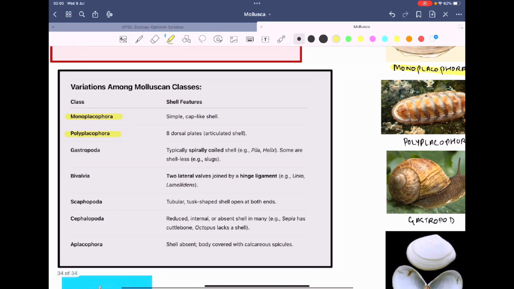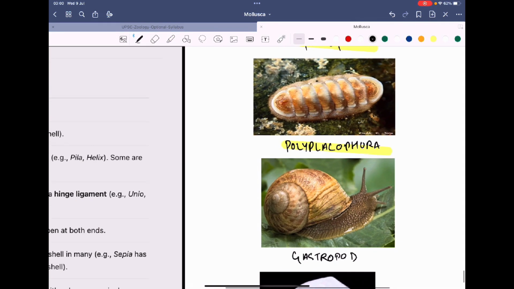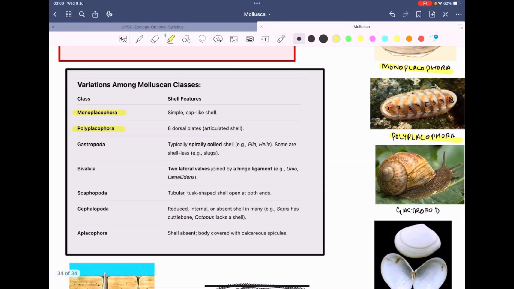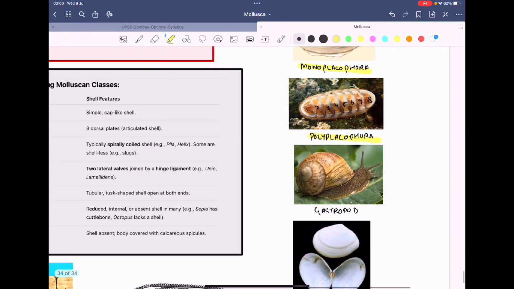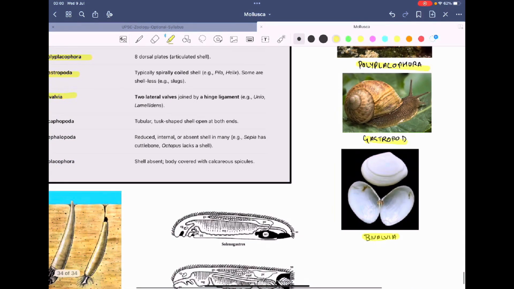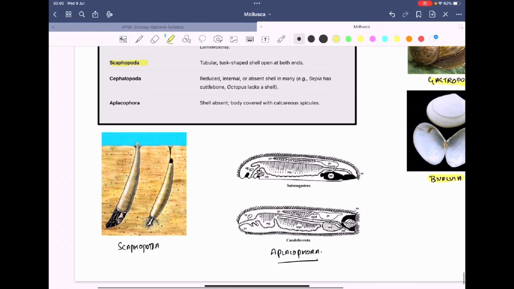Second is Polyplacophora. It has 8 dorsal plates, that is articulated shells. Here is the Polyplacophora. It has 1, 2, 3, 4, 5, 6, 7, 8 dorsal shells. Then we have Gastropoda. These gastropods have a spirally coiled shell, for example, in Pila. In Bivalvia, we have 2 shells connected through a hinge joint. Then we have Scaphopoda, which is tubular, for example, Dentalium, it is tusk shaped. Then in Cephalopoda, we saw there was an internal shell, that was the cuttlebone. And then Aplacophora, in Aplacophora the shell is absent.